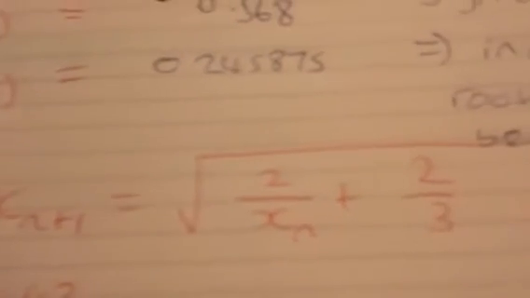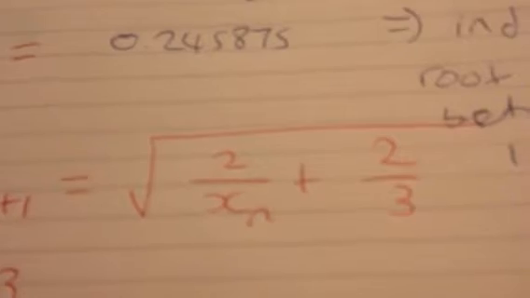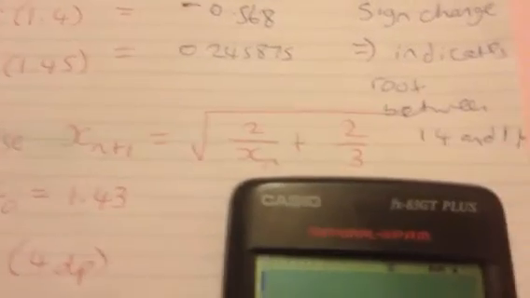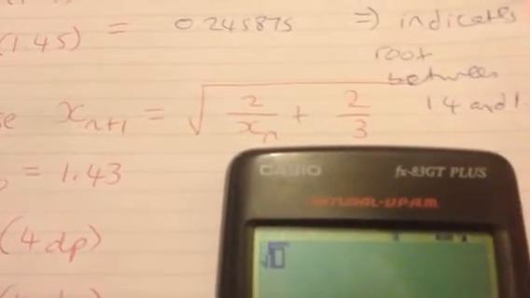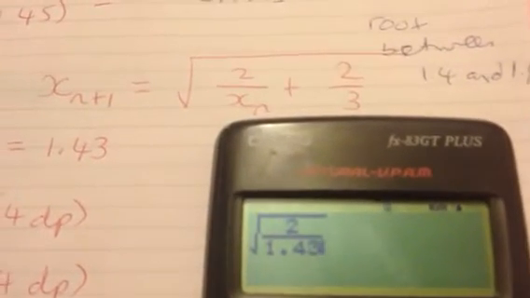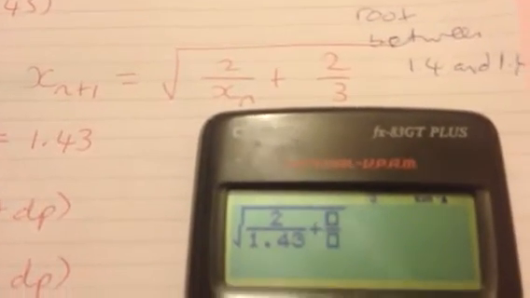Now I'm going to show you an iteration. So what we're going to do is we're going to use x n plus 1 is the square root of 2 over x n plus 2/3. And I've got x naught is 1.43. Now this is quite possibly the easiest thing on A level, and I very rarely see people get it wrong. So I'm going to type in 2 over 1.43 plus 2/3. Okay, and that's my iteration.